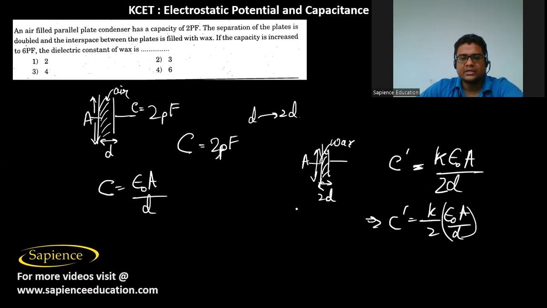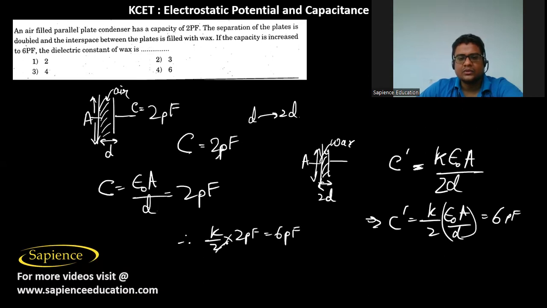Now epsilon naught A by d value is 2 picofarad, and the new value of capacitance is increased to 6 picofarad. So therefore, K by 2 into 2 picofarad is equal to 6 picofarad. So 2 and 2 will cancel. Therefore, K is equal to 6. The dielectric constant of the wax is 6. So option 4 is the correct answer.